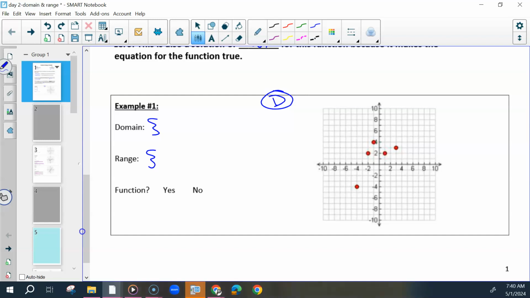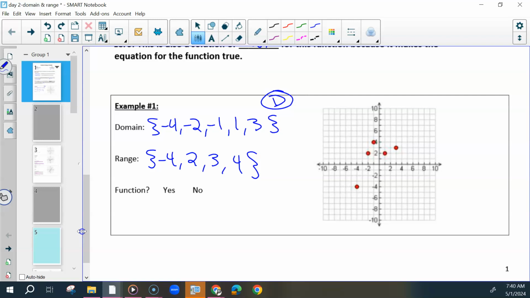So for our domain, what would our furthest point to the left be? -4, keep going. What's the next point? -2, keep going. -1, 1, 2, 3. If you had any on the same x value, you would only put that once. And then range, we're going to do the same thing, but lowest to highest. What's the lowest y value? Keep going. So then that would be our domain and that would be our range.